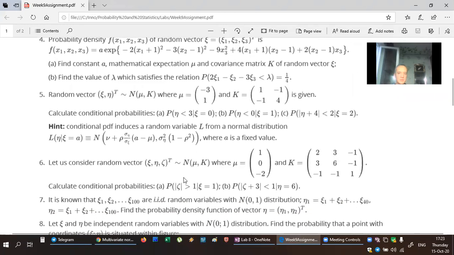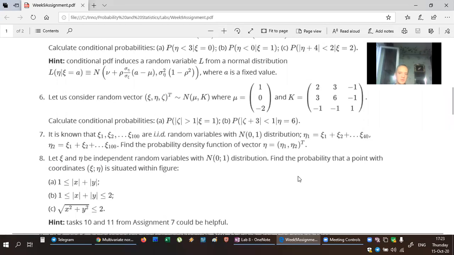Number 5 and number 6, let me skip them because here we speak about conditional probabilities. We didn't discuss conditional probabilities in the lecture.